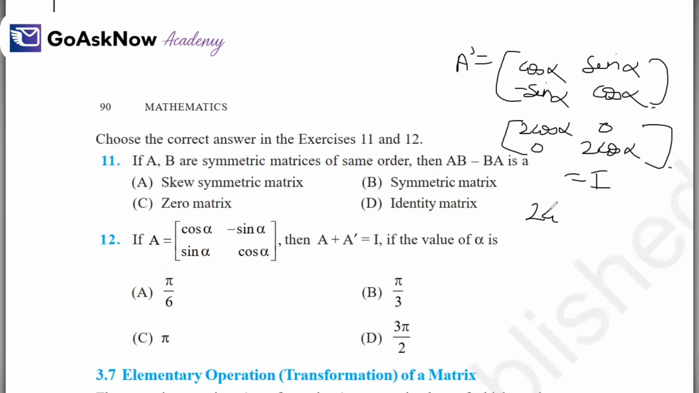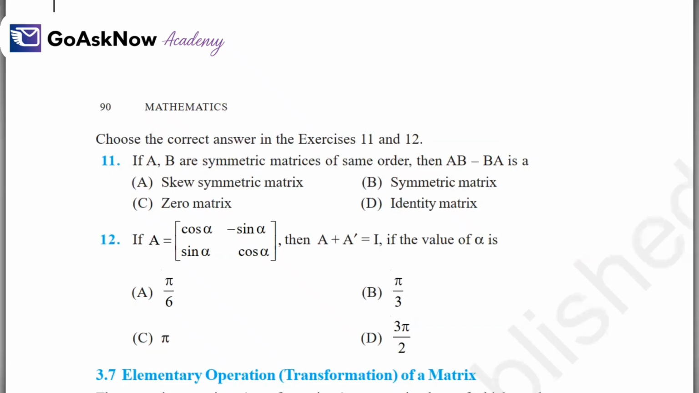So 2 cos alpha must be equal to 1. So cos alpha equals half. Then the alpha value should be equal to pi by 3 only. So what is the answer? Pi by 3. Option B is correct.